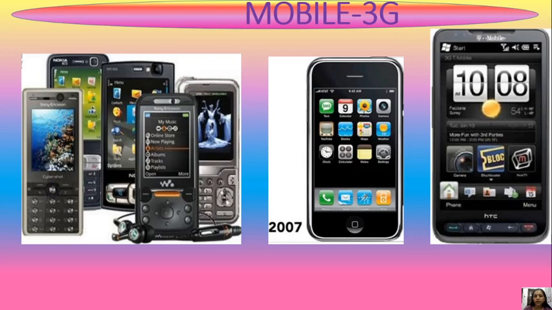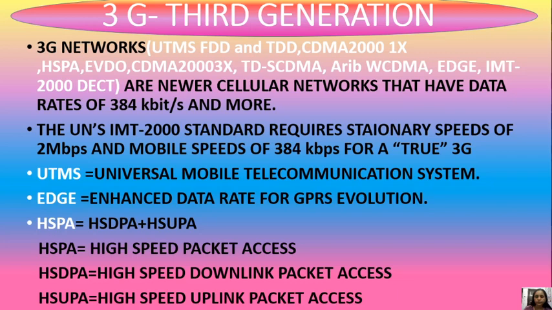Now here you can identify 3G mobiles, 3G mobile phones. You can see how it is different. There is no antenna like 1G and 2G. So this is 3G mobile. Now there are some points related to 3G, third generation. 3G stands for third generation.